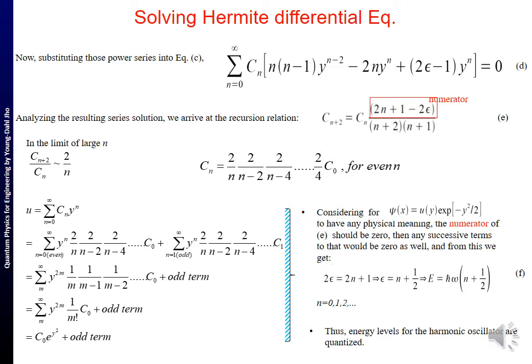The procedures are actually taken from differential equation classes. It's now purely mathematical. So I didn't develop any of these processes at all. I just learned from mathematicians. So anyway, now substituting those power series into the equation, we now have this. And analyzing the resulting series solution, we arrive at a recursion relation between Cn and Cn plus 2.